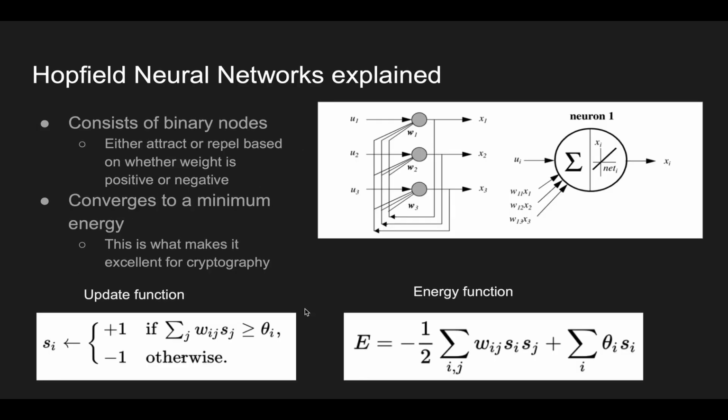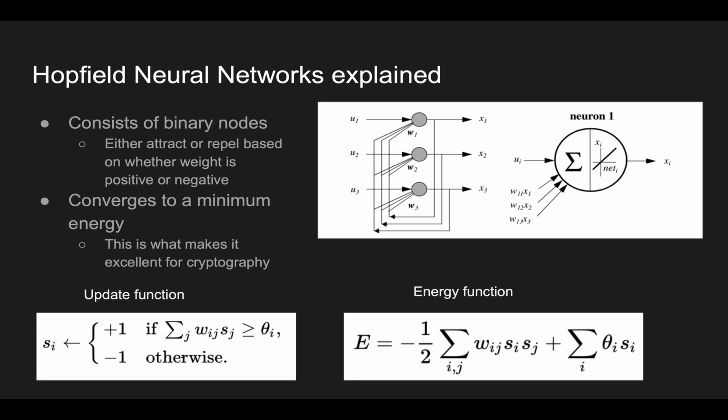Hopfield neural networks were designed by a guy named John Hopfield. It's a recurrent neural network that converges on a minimum energy. It contains binary nodes which are either positive 1 or negative 1 and are represented by the state variable. And they have weights connecting each of these nodes. During the update process, two connected nodes would like to turn on and become positive 1 when the weights between them are positive, and they would like to be negative 1 when the weights between them are negative.